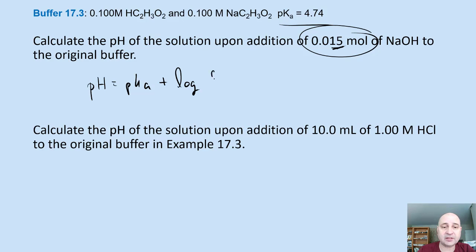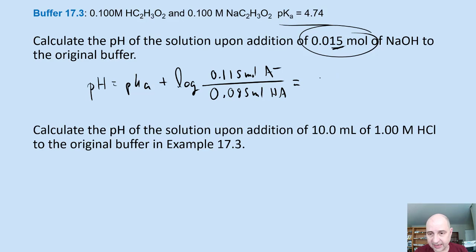So we're going to get 0.115 moles of base. The acid's going to decrease, so that's going to be 0.085 moles of HA, and we get a pH of 4.87.